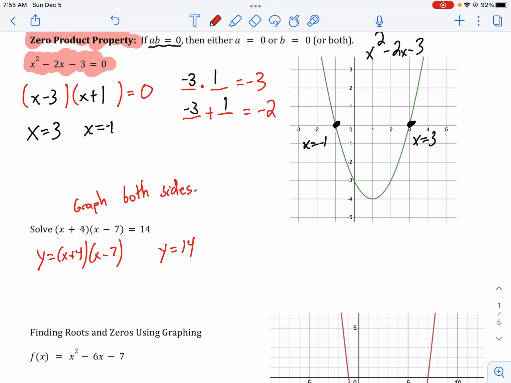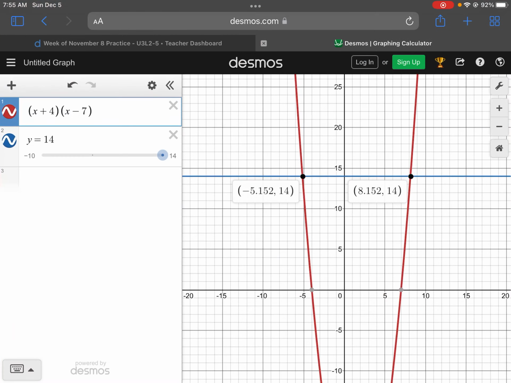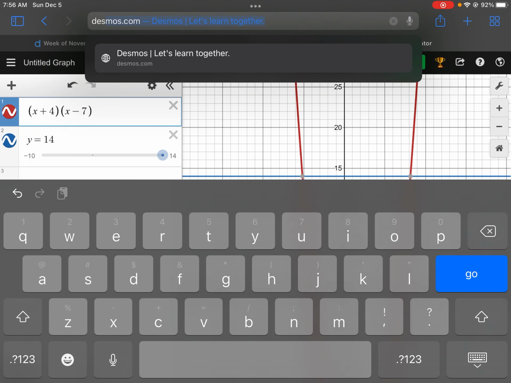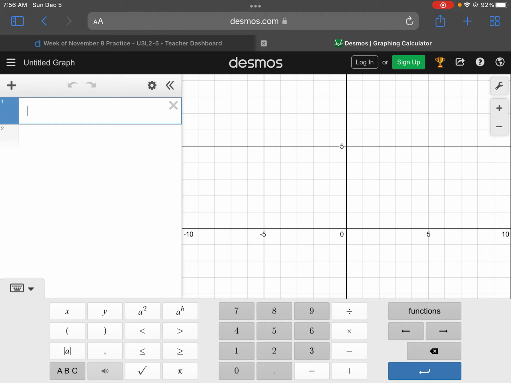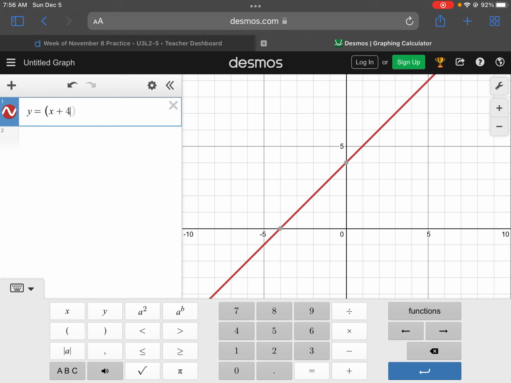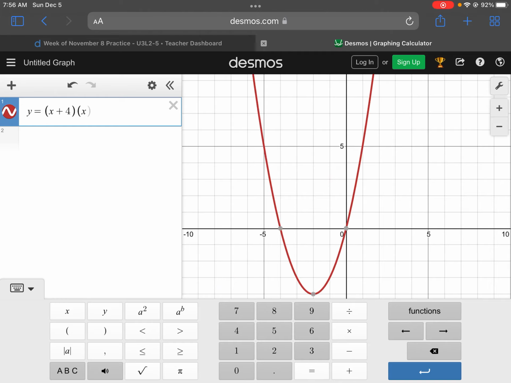All right. So let me go to Desmos. What you're going to do on your iPad is go to Safari or Chrome, open up a new tab, and go to just desmos.com. This is not student.desmos, but get to this page, and right in the middle is the graphing calculator. Now we can put our equations on the left, so let me put in our two sides. We said we were going to put y equals the left side, so x plus 4 times x minus 7.